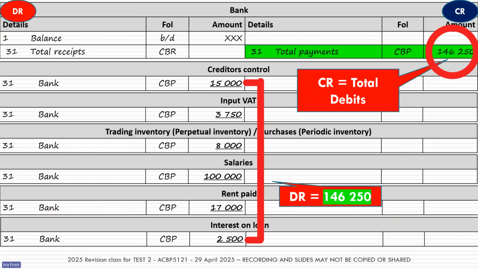So again, this is my double entry. This time around, I've only got one credit, but then we have quite a few debits. But it's still one double entry because my total debits are equal to my total credits.